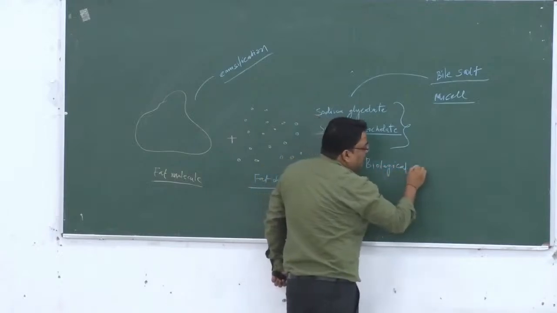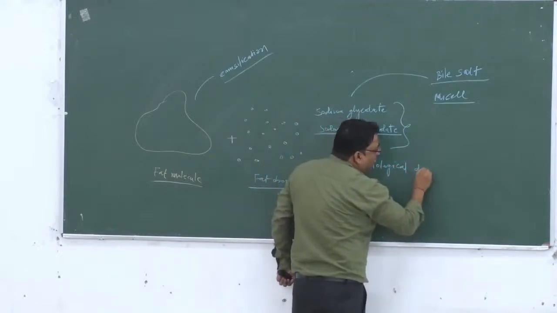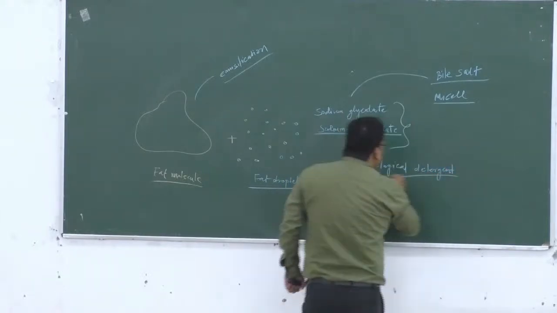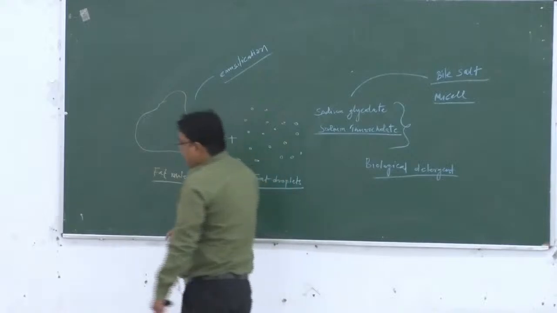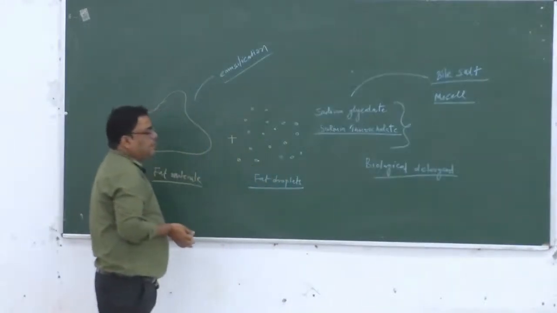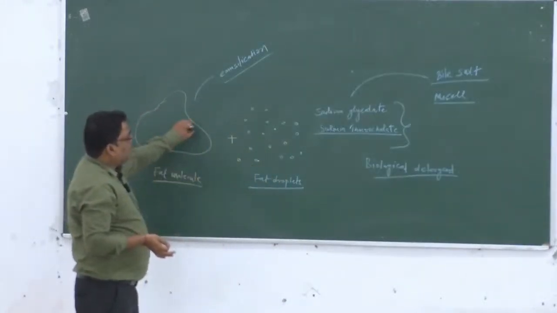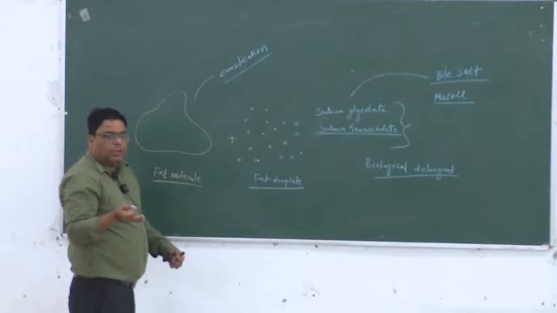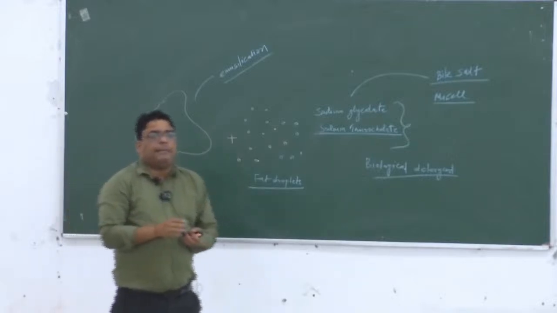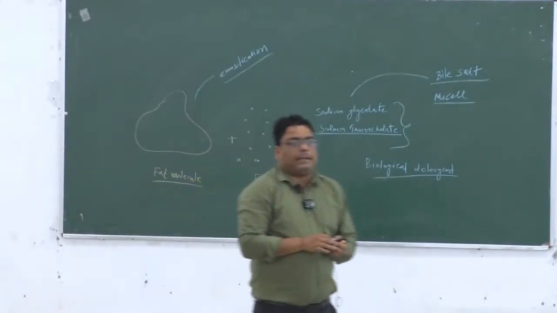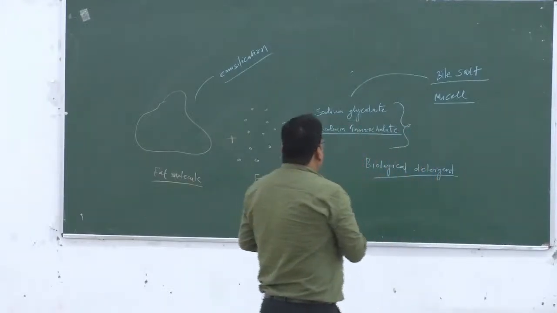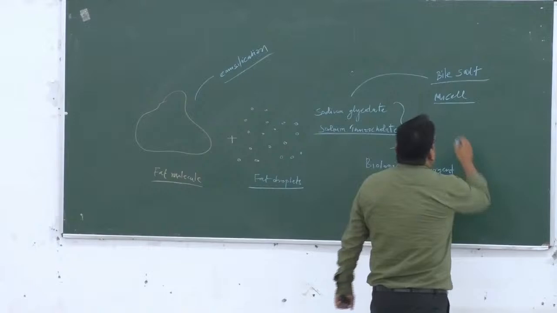And what is the property of a detergent? It emulsifies. Okay. These bile salts act on it, and due to this there is formation of micelles. Firstly, it is converted into small fat droplets, and on these molecules several enzymes act for further breakdown.